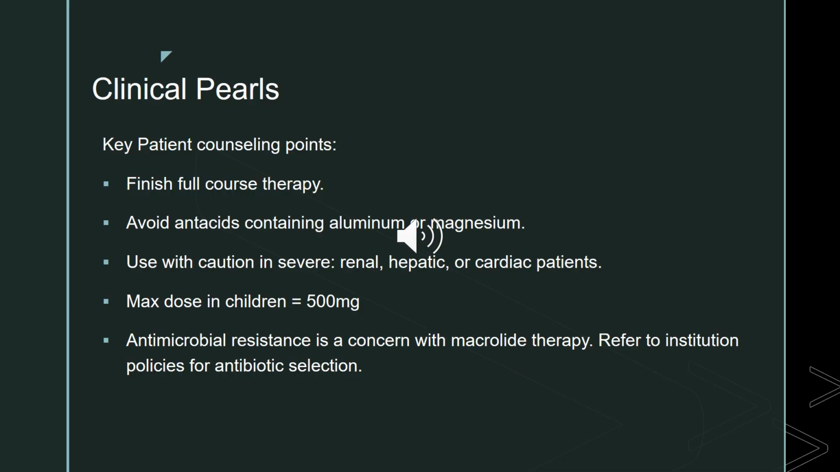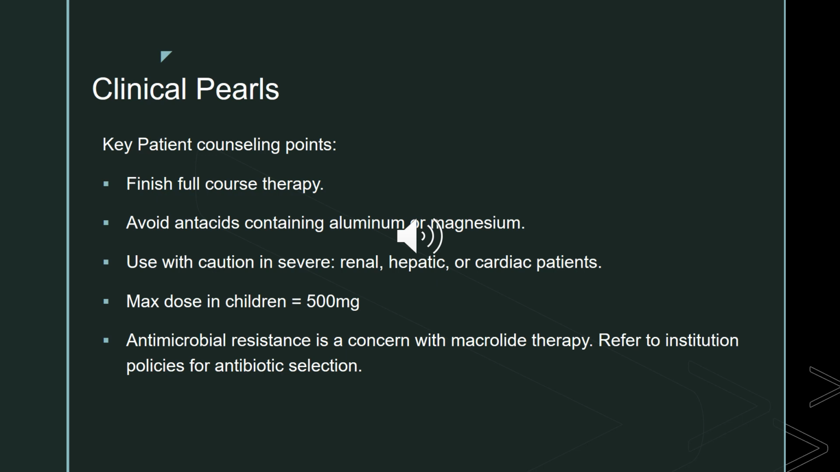Here are some of the clinical pearls that are going to be your take-home points from this presentation. So again, some key counseling points include finishing the full course of therapy. We're always going to recommend our patients to finish all their antibiotics as prescribed when given antibiotics. We're going to avoid antacids that contain aluminum or magnesium while taking azithromycin. We're also going to use caution in patients with severe hepatic, renal, or cardiac issues. Our max dose in children is going to be 500 milligrams.